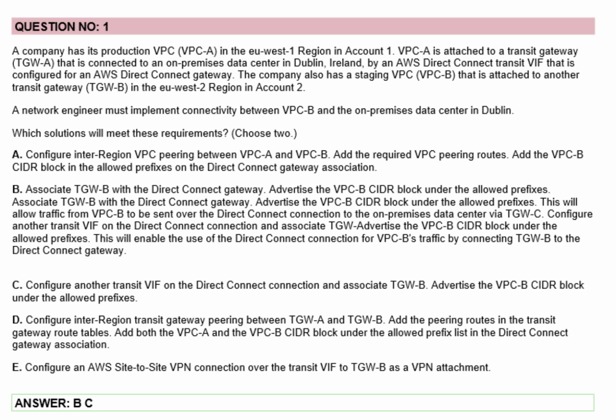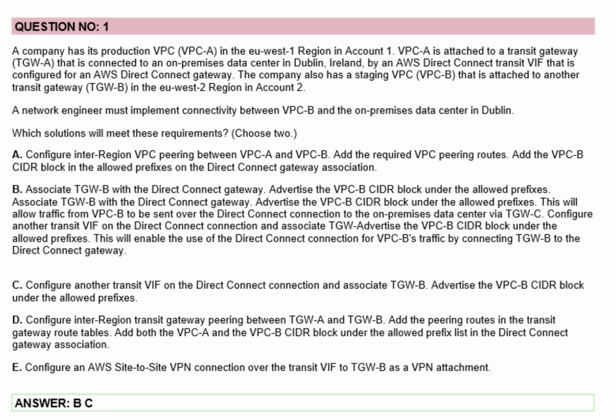Direct Connect gateway. C. Configure another transit VIF on the Direct Connect connection, and associate TGWB. Advertise the VPCB CIDR block under the allowed prefixes. D. Configure inter-region transit gateway peering between TGWA and TGWB. Add the peering routes in the transit gateway route tables. Add both the VPCA and the VPCB CIDR block under the allowed prefix list in the Direct Connect Gateway Association.